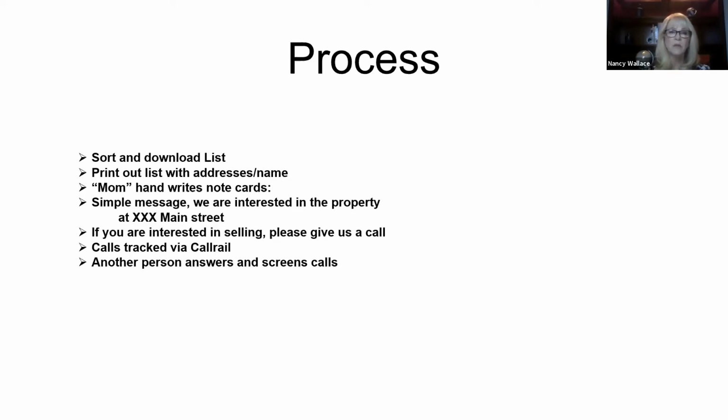But what I'll do is print out my list, and depending on how many names I have, I'll either just print out the list, and then like I said, I have my mom from the neighborhood. She'll just hand address the envelopes for me and the little message. If we have about 200 is when I'll go and get them printed, because she can write pretty fast. And then, like I said, we just do the simple message that we are interested in your property at X Main Street. And what I do is I will make the salutation to the family.